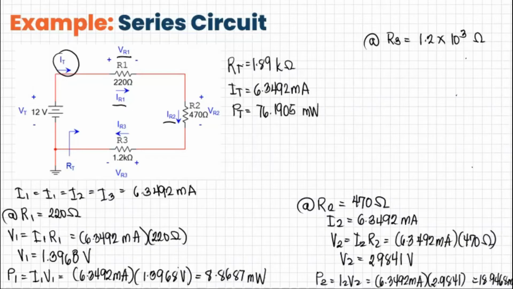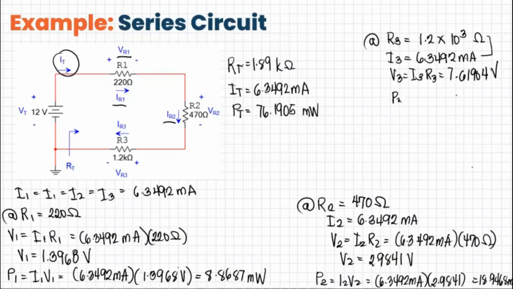I3 is also equal, in milliamps. V3 is equal to I3 times R3. So let's multiply these two. The answer is 7.61. V3 is equal to 7.61904 volts.